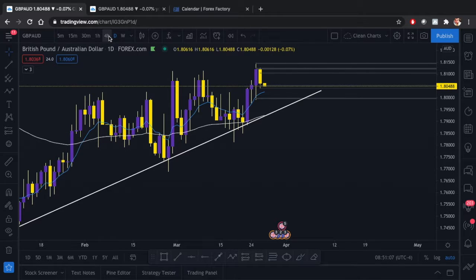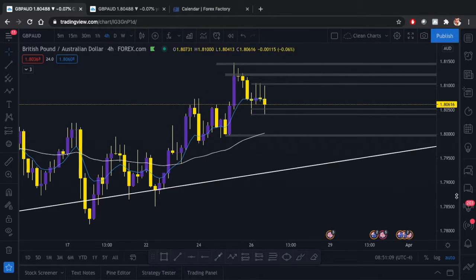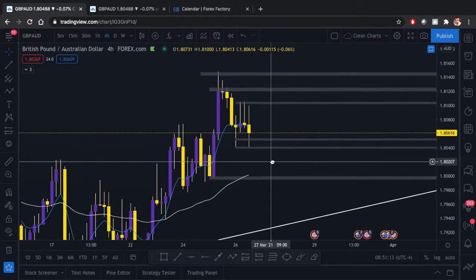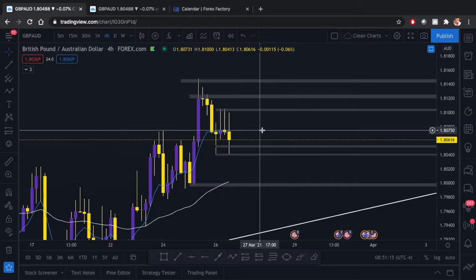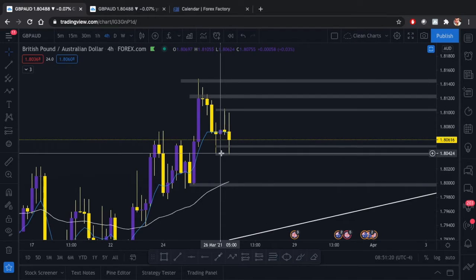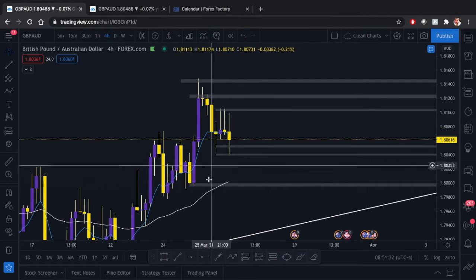So now we're going to go into a smaller time frame. Let's go into the 4 hour real quick. You can see I have these gray zones highlighted, and those are your support and resistance zones. I'm going to give you guys a better breakdown and understanding of it on the 1 hour and the 30 minute, just so you can see them a little better.